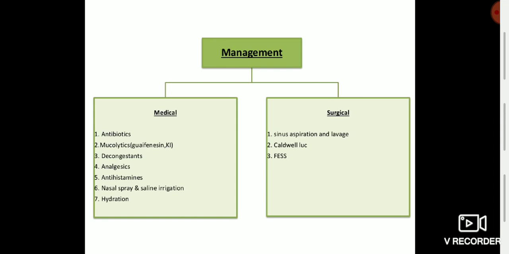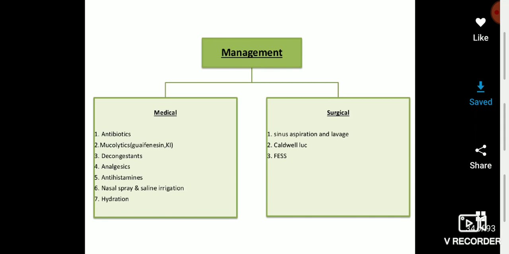Under management you have medical and surgical. Under medical you have prescribed antibiotics. Next one is mucolytics, nasal decongestants, prescribed analgesics, antihistamines, nasal spray and hydration. Under mucolytic agents, the examples are camphor and eucalyptus oil. The examples of nasal decongestants are xylometazoline and ephedrine. Coming to surgical management, under this you have sinus aspiration and sinus lavage.